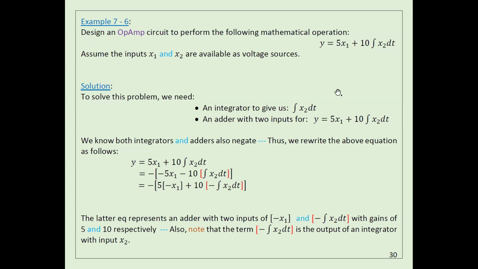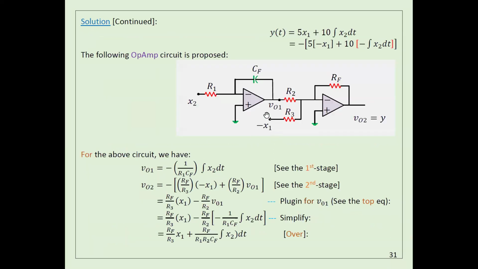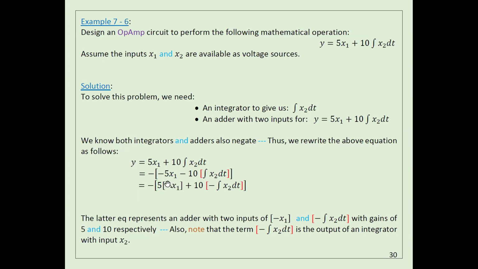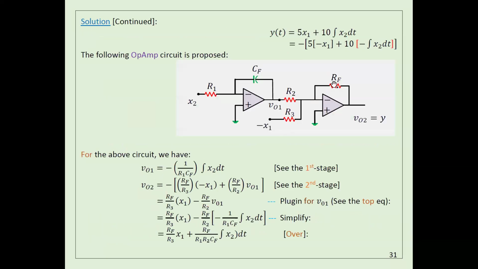Okay, I can manipulate this equation. I can edit it a little bit, so I can put negative here. After I put negative here, this one becomes 5 times negative x1. That's why I put negative x1 here. Okay, what about this 5? How can you come up with 5? That's easy because 5 is going to be Rf divided by R3.